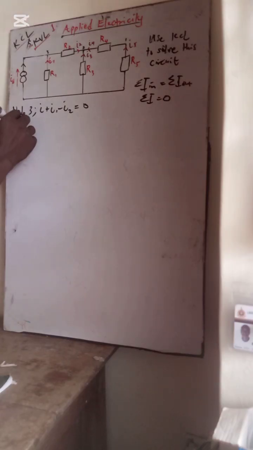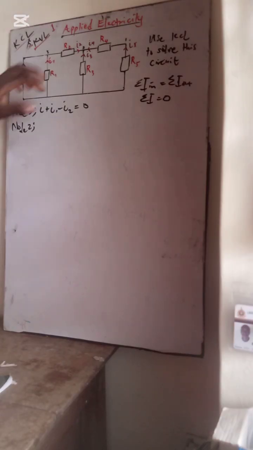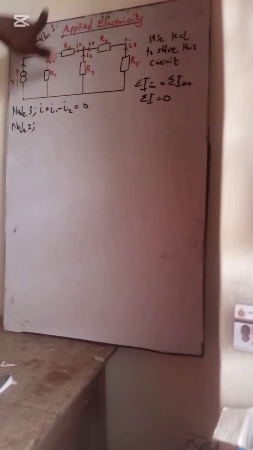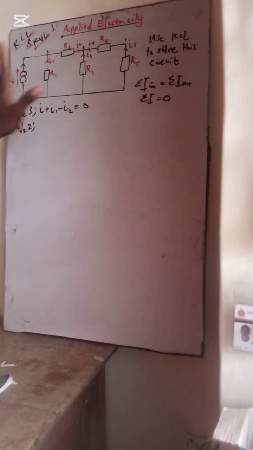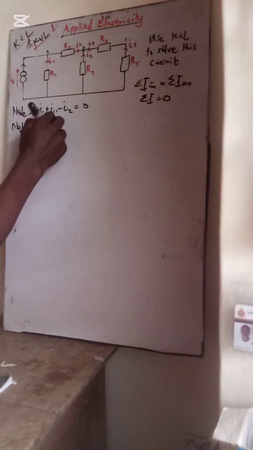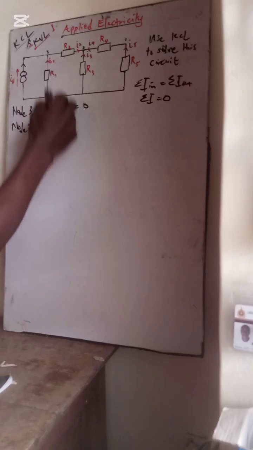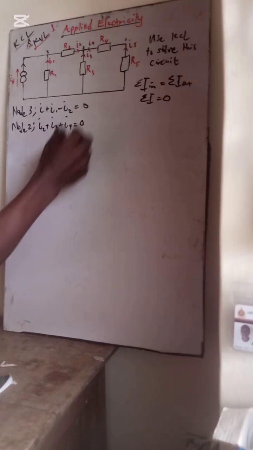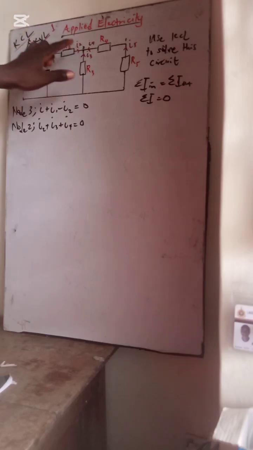Let's check for node 2. Node 2. What's happening here? All the currents are entering this node. Everything is entering, so everything will be equal to 0 on the same side, all positive. So you have I2 plus I3 plus I4 is equal to 0. So that's for node 2.